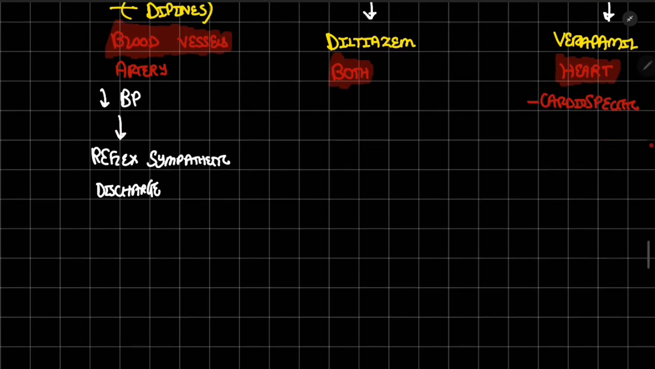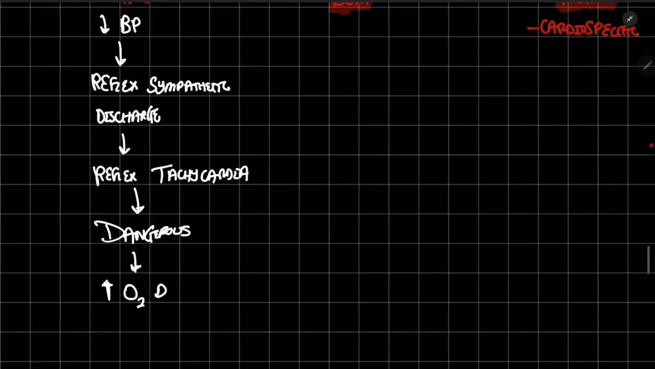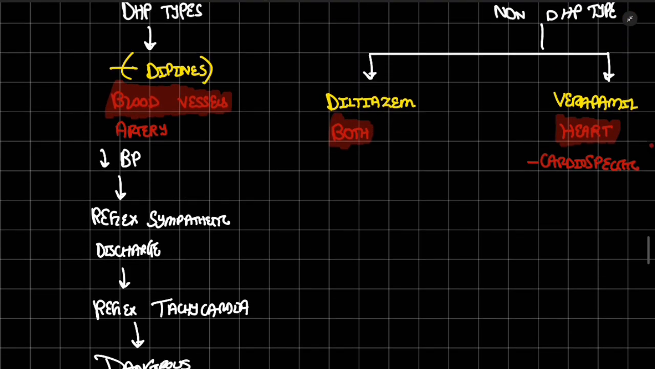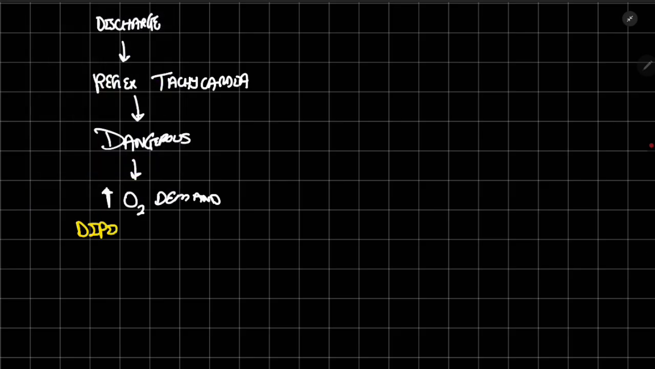What will this sympathetic discharge do? It will cause a reflex tachycardia. This reflex tachycardia is very dangerous, because there is a sudden increase in the heart rate and it leads to increased oxygen demand. So to prevent this, the dipines are combined as an FDC with beta blockers.